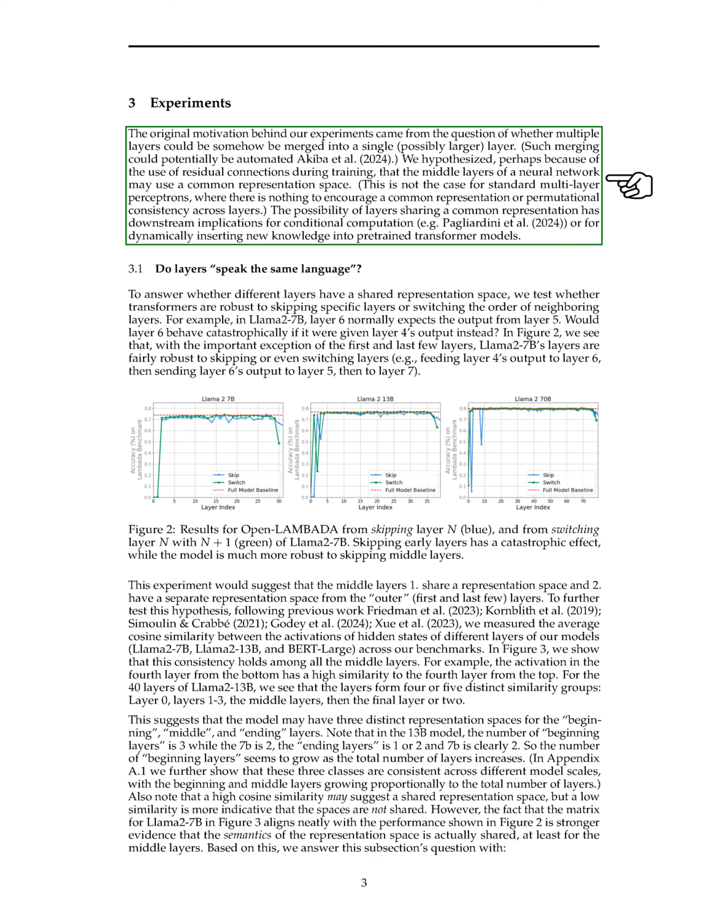The experiments were initially inspired by the idea of merging multiple layers into a single, potentially larger layer. We hypothesized that due to the use of residual connections, the middle layers of a neural network might share a common representation space, unlike standard multi-layer perceptrons. This shared representation space could have implications for conditional computation or integrating new knowledge into pre-trained transformer models.